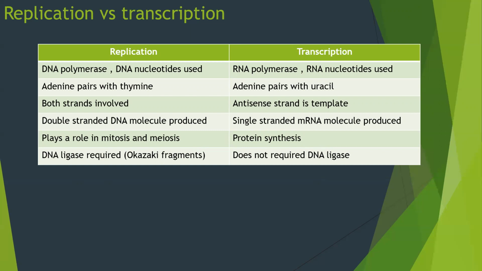At the end of replication, the double-stranded DNA molecule is produced again, but for transcription, a single-stranded mRNA molecule is produced. Replication helps in mitosis and meiosis during producing more DNA molecules. Transcription is protein synthesis, and replication requires an enzyme called DNA ligase, but in transcription that is not required. And try to recall what DNA ligase is used for. So DNA ligase is used to connect the DNA fragments, these Okazaki fragments, and the RNA primers which are replaced with DNA nucleotides, so they're not connected and they need to form the phosphodiester bond. So at the end of replication, a single polynucleotide strand is formed.